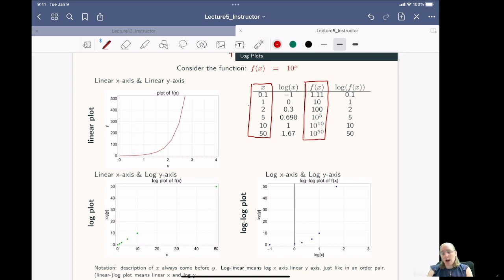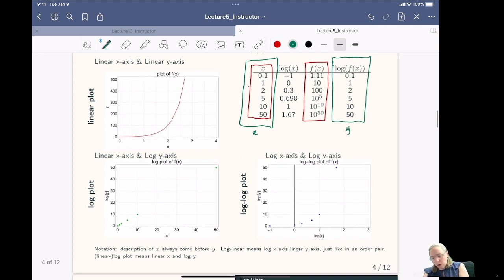All right. Now, what we're going to do in this next plot, which is called a log plot, is to plot the same x values against the log of the y value. So instead of plotting f of x, we're going to plot the log of f of x. So this is our x, and this is our new y.